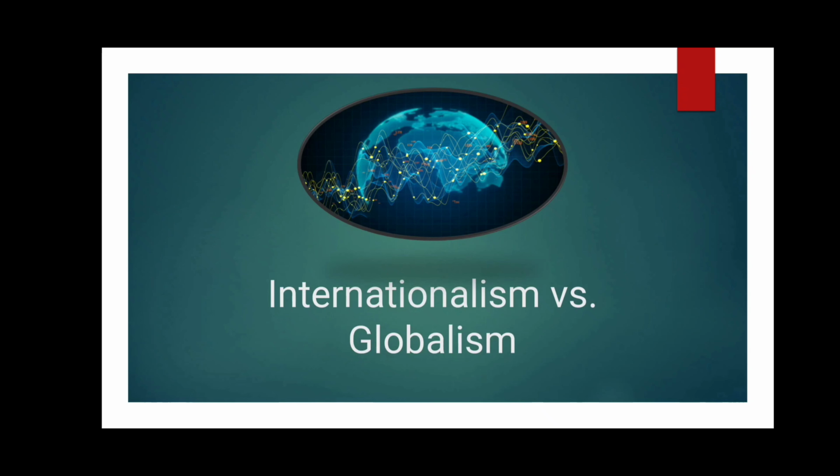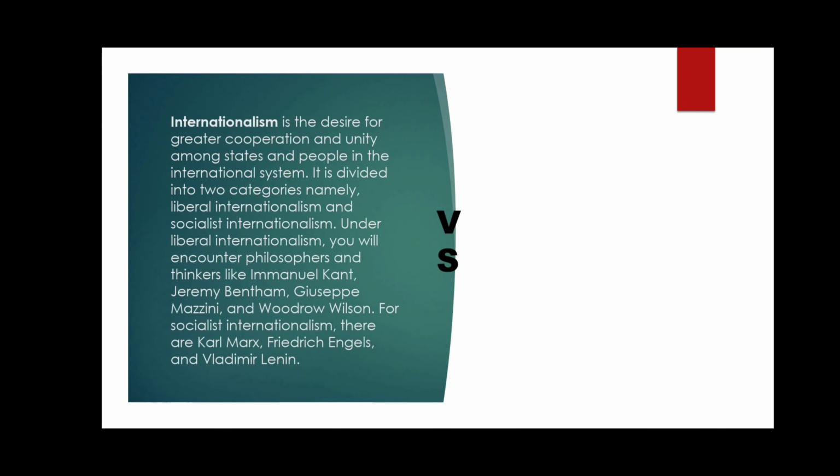Internationalism versus globalism. Internationalism is the desire for greater cooperation and unity among states and people in the international system. It is divided into two categories, namely liberal internationalism and socialist internationalism. Under liberal internationalism, you will encounter philosophers and thinkers like Immanuel Kant, Jeremy Bentham, Giuseppe Mazzini, and Woodrow Wilson. For socialist internationalism, there are Karl Marx, Friedrich Engels, and Vladimir Lenin.